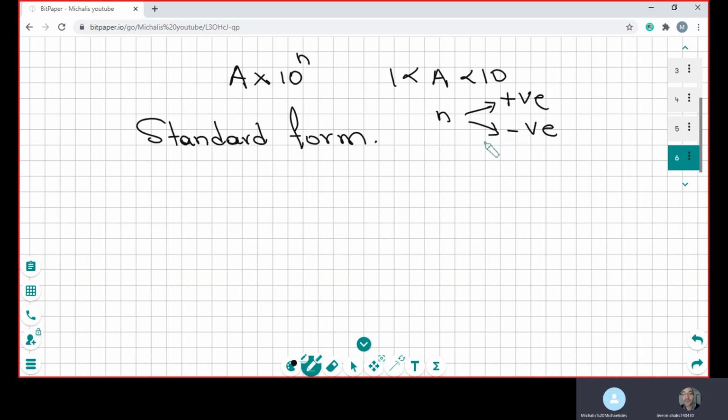So it can be positive or negative, the power. Negative power means division, because you find the reciprocal of the number and you divide.